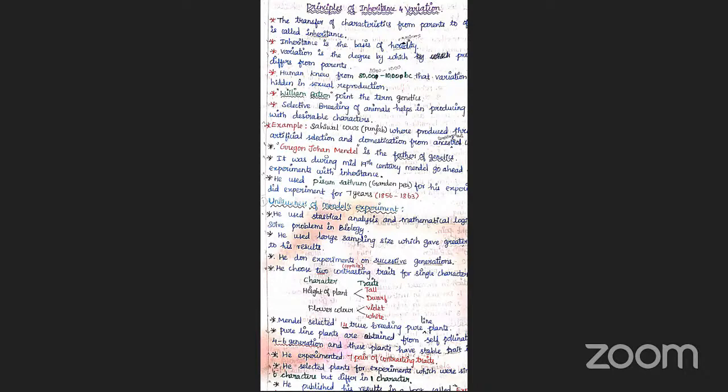Inheritance means a pathway of genetic character. Clear? That is the major difference between heredity and inheritance. Clear? You should understand the difference between the two.